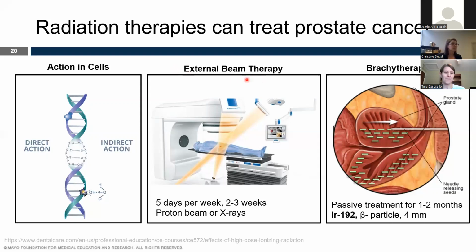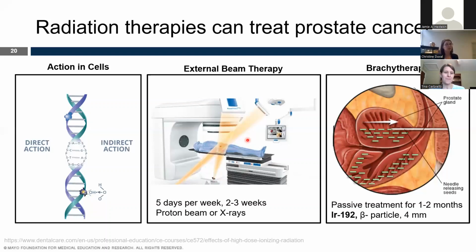So here in the center, if you have external beam therapy, a prostate cancer patient would have to go in 5 days a week for several weeks. And then what would happen is they would lay down and they would be irradiated with an external source of radiation. So that could be a proton beam or X-rays. And what would happen is the radiation would irradiate the patient. Some of that, so if you see here, we have the prostate highlighted. So some of those cells would be cancerous, right? And they would be irradiated and those cells would die.